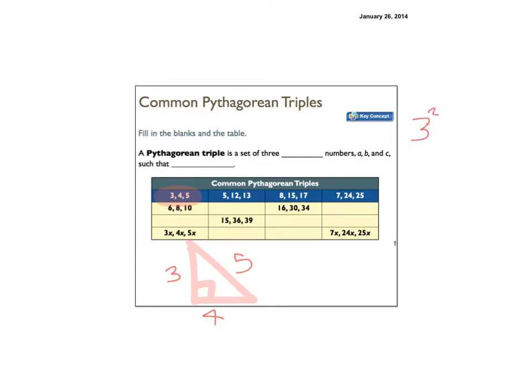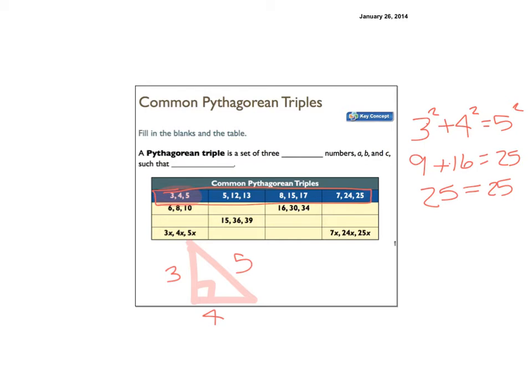So I'm going to show you 3 squared plus 4 squared equals 5 squared. 3 squared is 9 plus 4 squared is 16 equals 25. And then we have 25 equals 25. So this shows that with legs of 3 and 4 and a hypotenuse of 5, this would be a right triangle. You could say the same thing for any of these combinations here and their multiples. So if you took each of these numbers and multiplied them by 2, by 3, by 4.